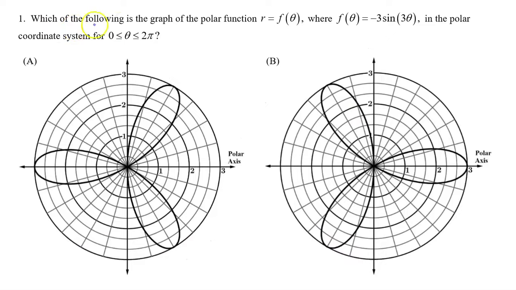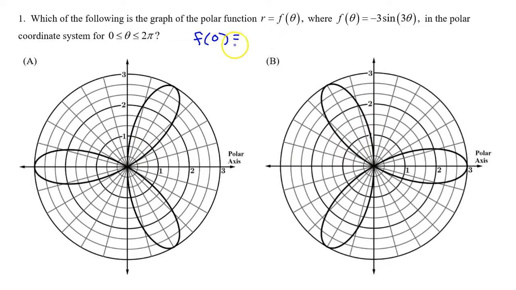Number 1. Which of the following is the graph of the polar function r equals f of theta, where f of theta is equal to -3 sine 3 theta in the polar coordinate system on the interval from 0 to 2 pi? Let's graph one test value at a time and see how many options we can eliminate.